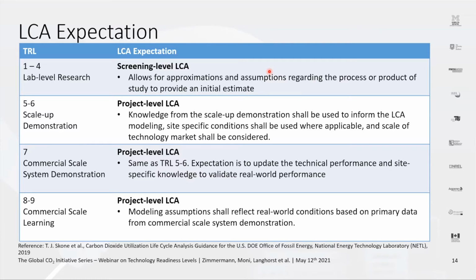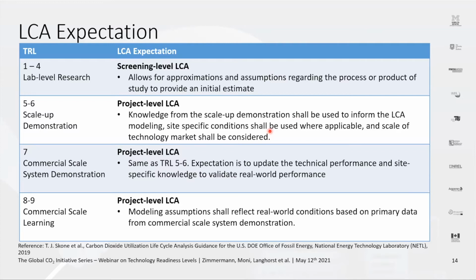And when technology reaches TRL 8 and 9, that is when project-level LCA or full-scale LCA or TEA studies can be performed. Now you see, based on the technology readiness level, the goal and scope of the LCA may change, and also the result expectation from the LCA or TEA study can vary, and it can support technology developers or policymakers or investors in different ways. So that's why the technology readiness level is very important to consider while performing LCA and TEA.